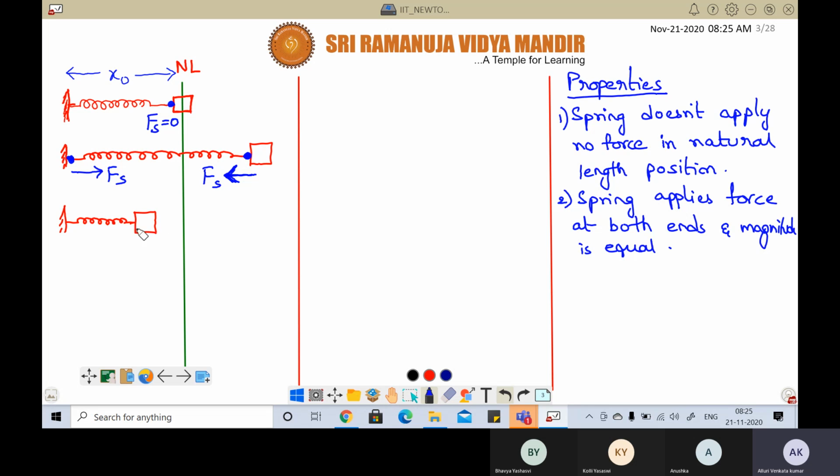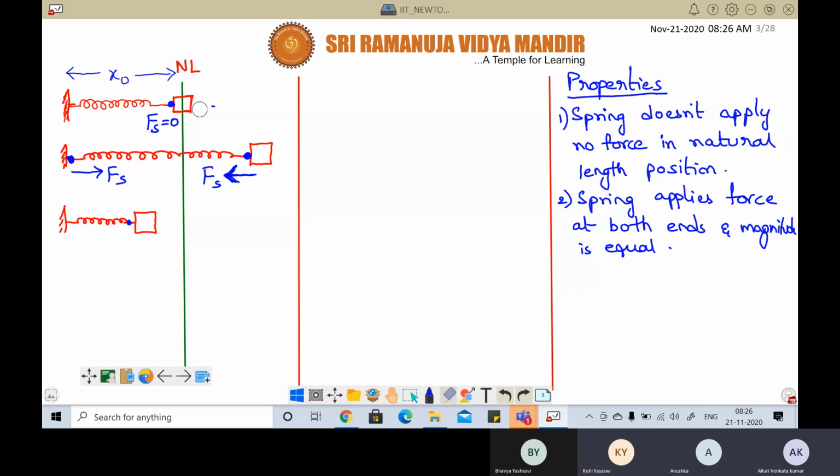What will happen to the block? Did you understand my question? Can you repeat the question? Question is: from natural length, I push the block left side like this, I compressed the spring like this. Now I released. After compressing, I released. What will happen now to the block?